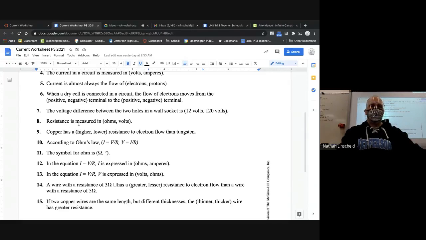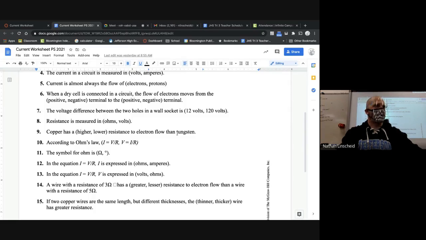All right, resistance is measured in ohms or volts. Ohms. All right, copper has a higher or lower resistance to electron flow than tungsten. Lower, right? Why did they pick tungsten as the other metal here?